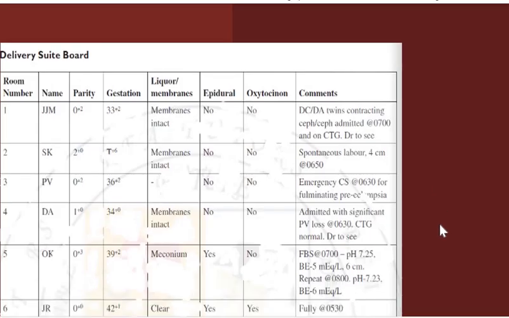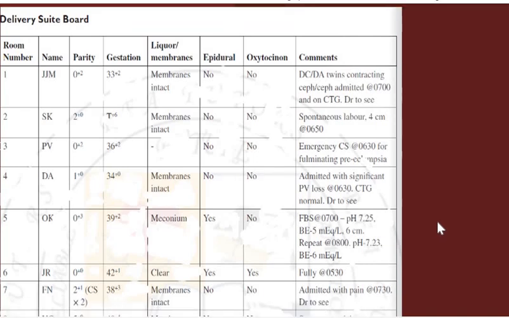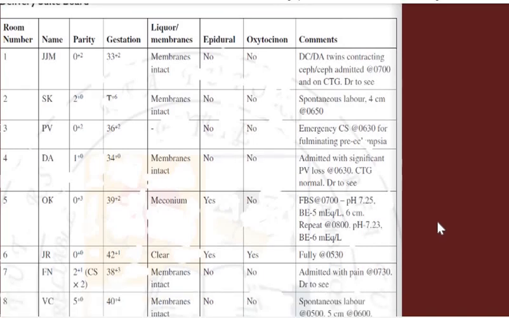Okay, Shabnam, you are a specialist trainee on the delivery suite and you have 8 patients. Prioritize them. These are the following staff which are available with you. Proceed accordingly. Okay, thank you.